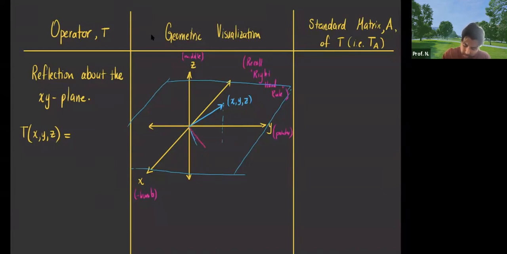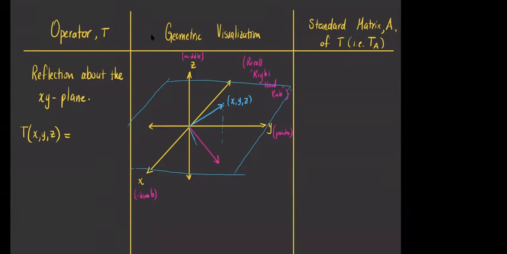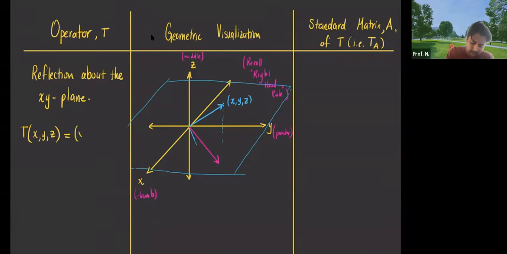Sorry, it doesn't look like a reflection. So then what would be the coordinates of that reflection across the XY plane? Would it be X, Y, negative Z? That's right. It will be X, comma, Y, comma, negative Z. So when I reflect this point through the XY plane, the only thing that's being negated is the Z coordinate. Everything else stays the same.